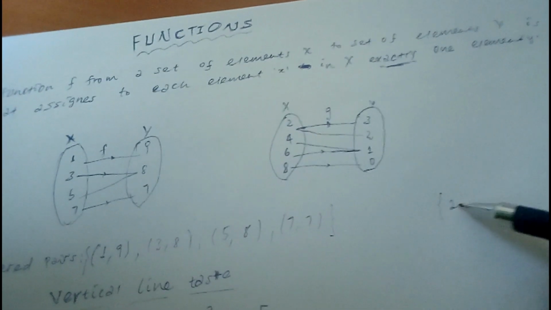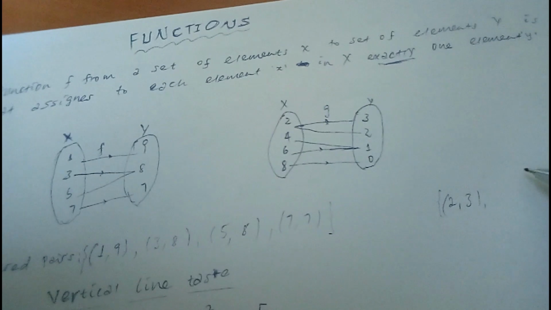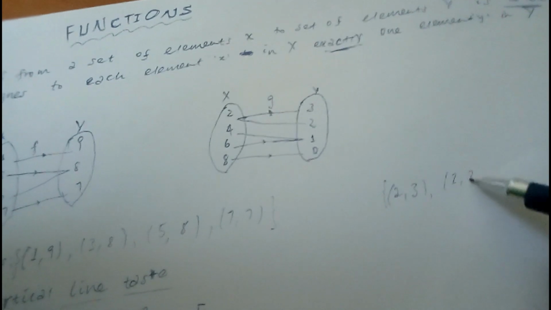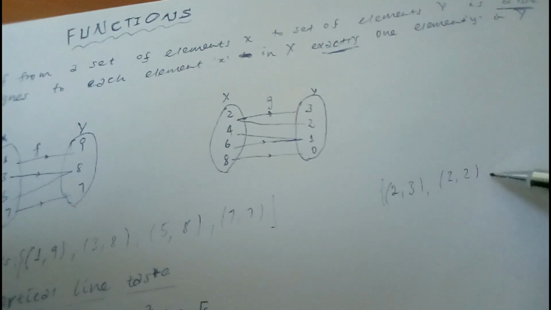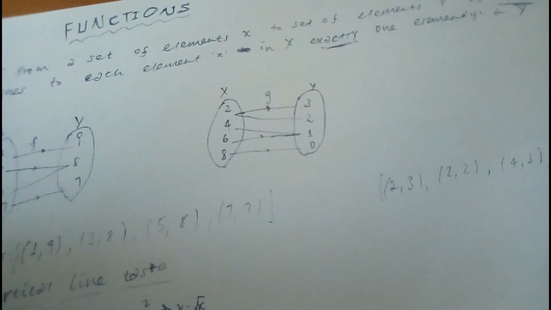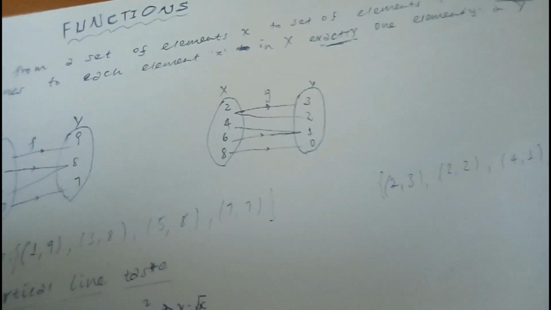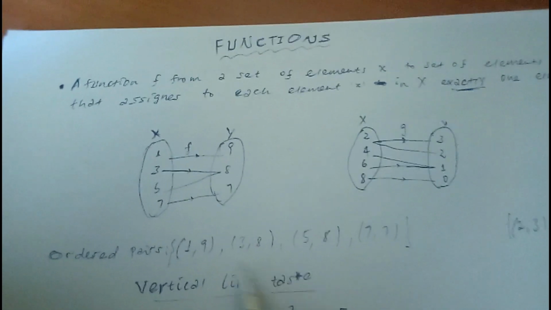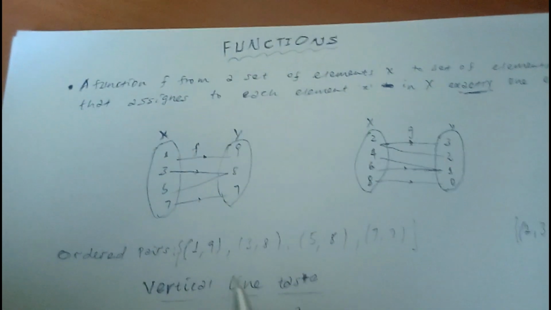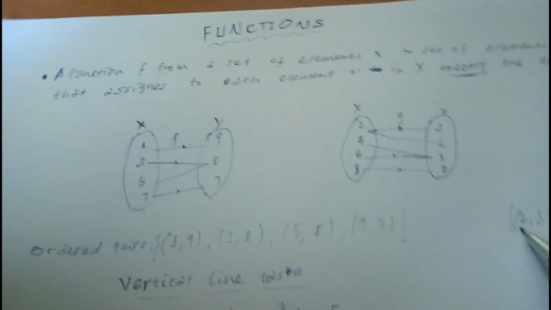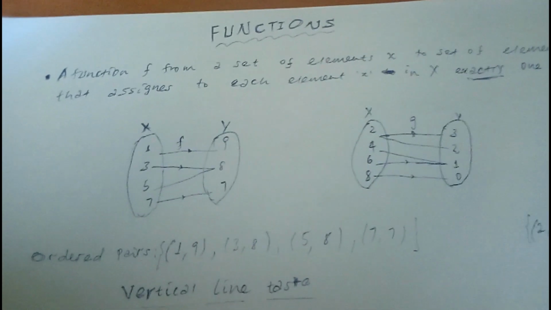Here, for the second set: 2 with 3, 2 with 2, 4 with 1, 6 with 1, 8 with 0. In the first set of ordered pairs, the values of x are 1, 3, 5, 7, which are all different. We don't care about the term next to x. Here, look, 2 and 2, the same x value but different y values.